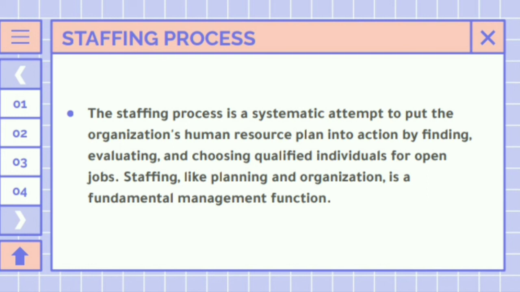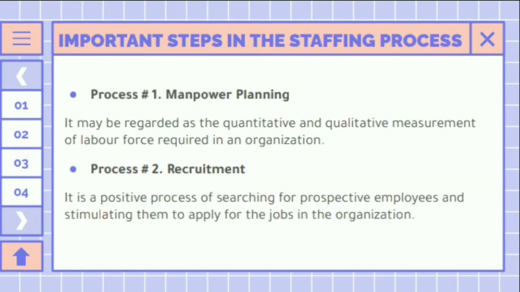So, now let's proceed to discussing the important steps in the staffing process. The first process is manpower planning. It may be regarded as the quantitative and qualitative measurement of the labor force required in an organization. So, it is concerned with the creation and evaluation of the manpower inventory, and also the building of the necessary skills of the employees who are chosen for promotion.